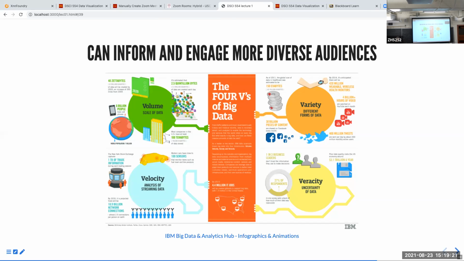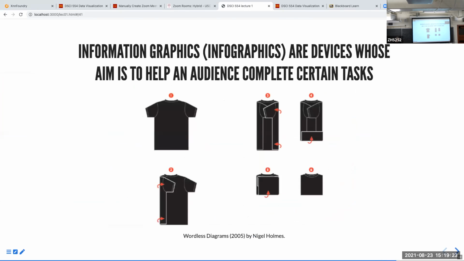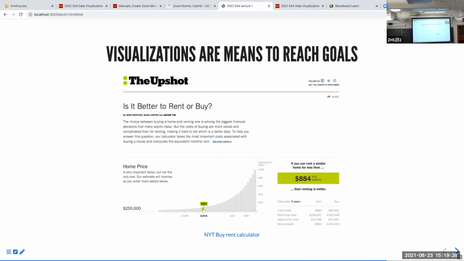And let's look at the degree of information visualization. For those who pay attention to the title, that's really what it is about. Visualization needs to reach goals. In this particular example, the goal is to decide if it's better to rent or to buy. And you have a set of visualizations in this page that are trying to help you reach that goal.